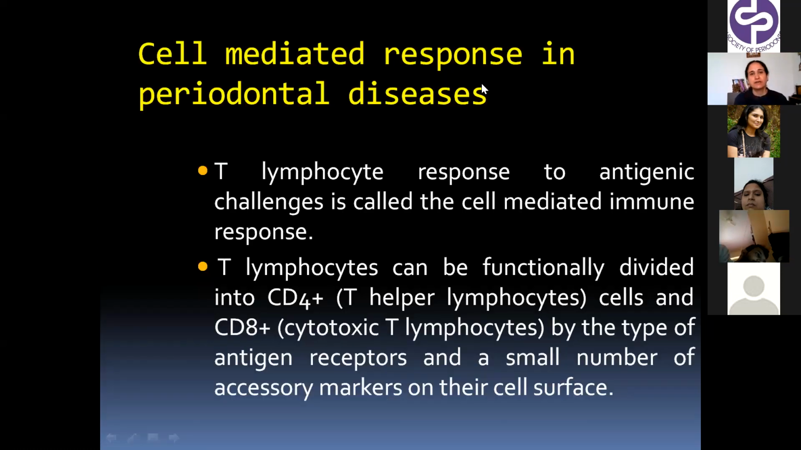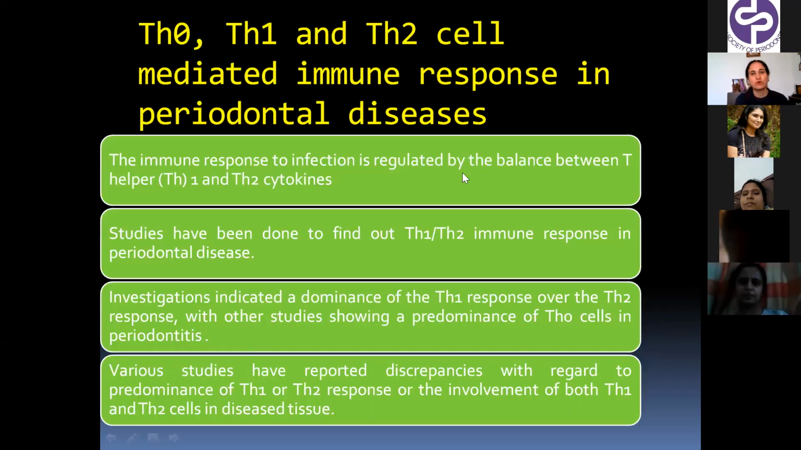Now there are cell mediated responses, that is the T cell responses, and there are two types of cells which have on the surface CD4 receptor and CD8. CD4 is the helper cell and CD8 is the cytotoxic cell. So CD4 will be with MHC2 and CD8 will be with the MHC1. So immune responses are regulated by different types. Different types of studies have been done. Some say that Th1 hyper response will lead to more of periodontitis. Some say that Th2 type of response will lead to that.